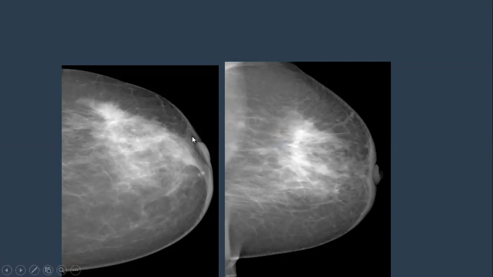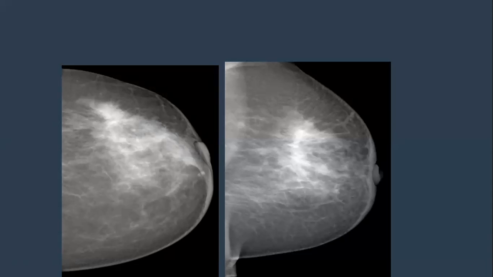It's taken almost a quadrant. This is a large global area, so this is global asymmetry with associated architectural distortion. There is architectural distortion associated with global asymmetry, and trabecular thickening and skin thickening with associated nipple edema and retraction.